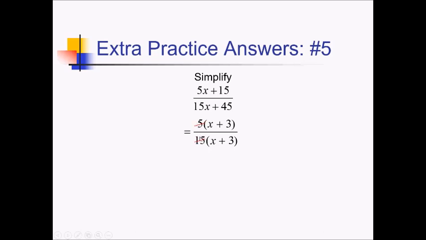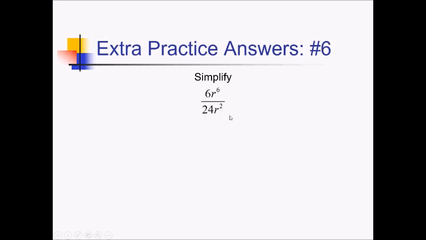So let's deal with the 5 and the 15 first. So I can reduce those. That gives me a 1 and a 3. And I don't have to write the invisible 1 there. Now these x plus 3's are exactly the same factors, so those completely cancel. Left in the numerator, since I've crossed off everything, there's still an invisible 1. Since that's all that's left, we're going to have to write it. So we put a 1 up there. And down below we still have a 3, and that's about it.